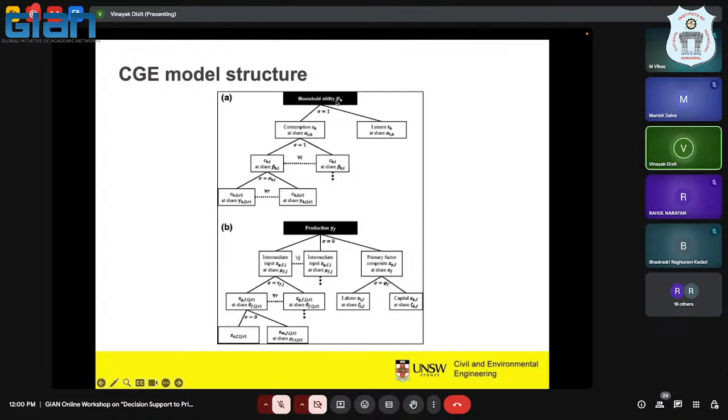So there are two major entities in this CGE model. One is households and the other is industries or production facilities. Households have a utility which they're trying to maximize. That utility is derived from consumption of different activities. It could be apples, oranges, movies, all of that. And the second part of it is leisure.